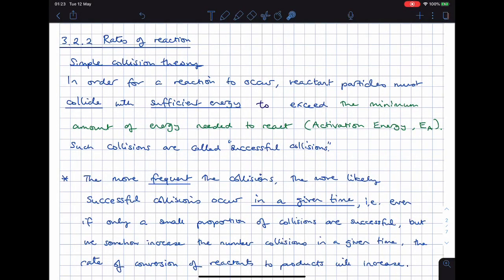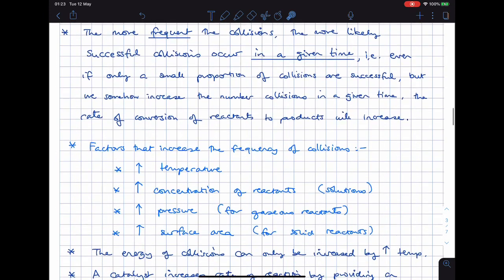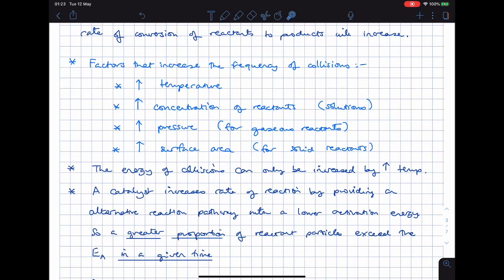Earlier on, we talked about the fact that for a reaction to occur, the particles must not only just collide, they must collide with sufficient energy or have energy exceeding the activation energy for the reaction. So not only do we need to talk about the factors that affect the frequency of collisions, we need to look at also what factors increase the energy of the collisions as well.